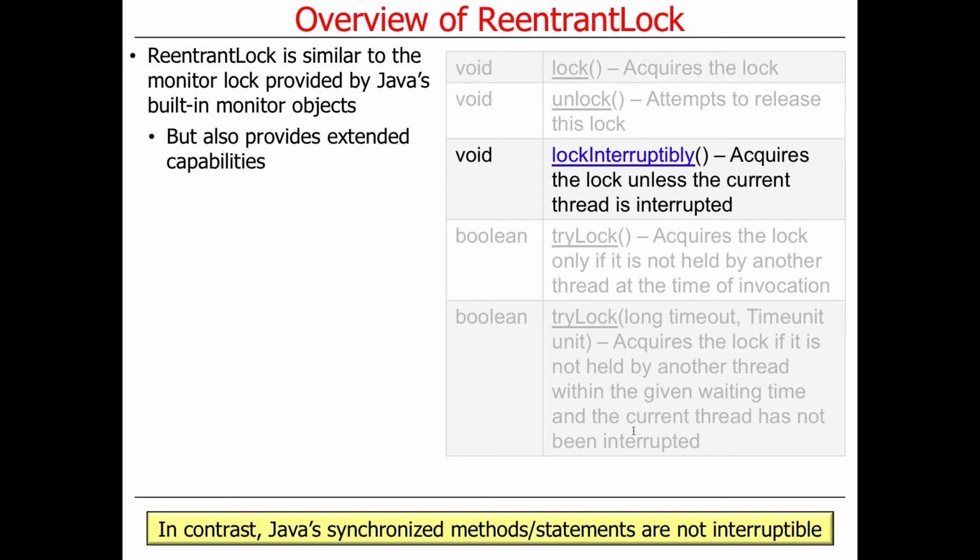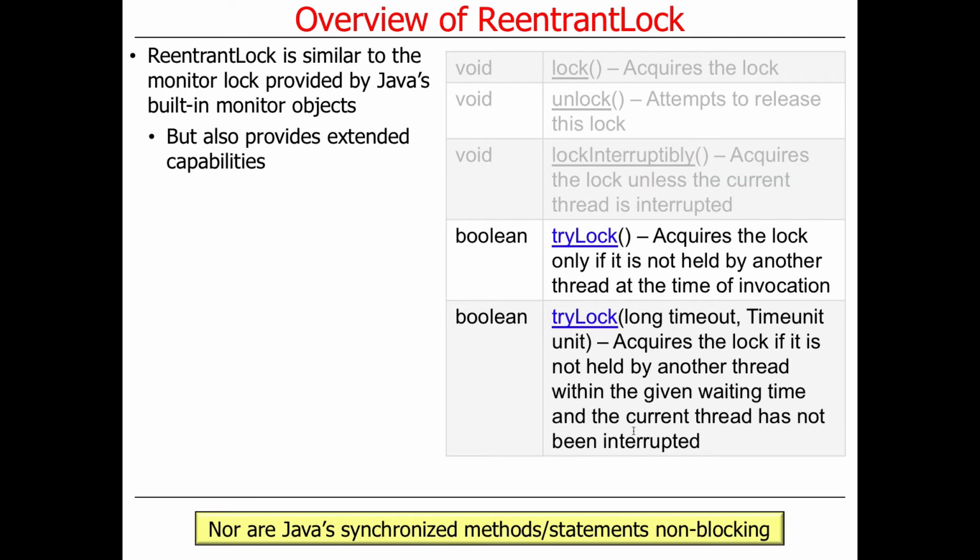So when you call lock, lock is going to wait, and even if an interrupt request is made, it's going to be ignored. The system will say, the heck with you, I'm waiting till I get my lock. Conversely, if you use lock interruptibly, if the interrupt flag is set, then that will cause the thread to return, even if it hasn't got the lock yet. It'll throw an exception, which is basically the interrupted exception.